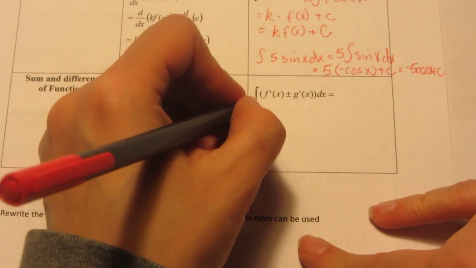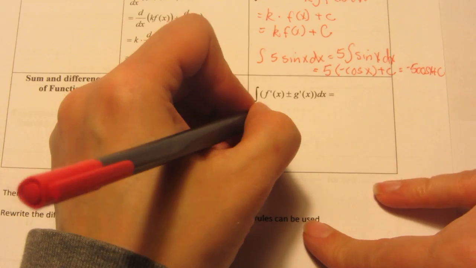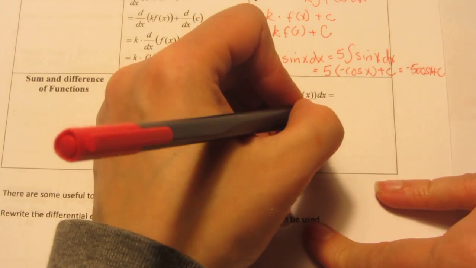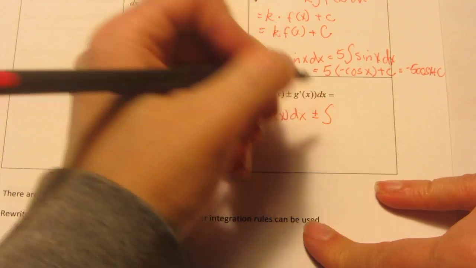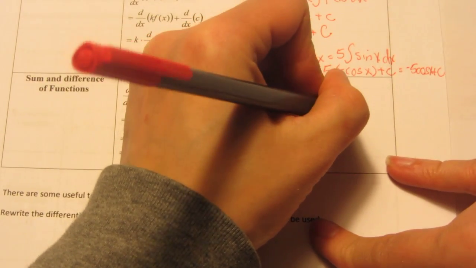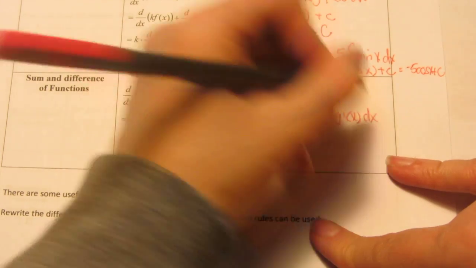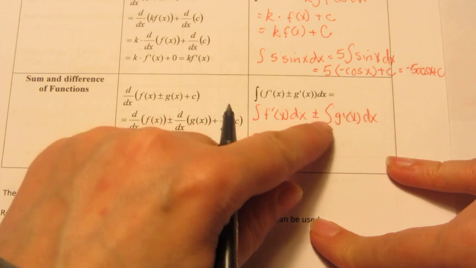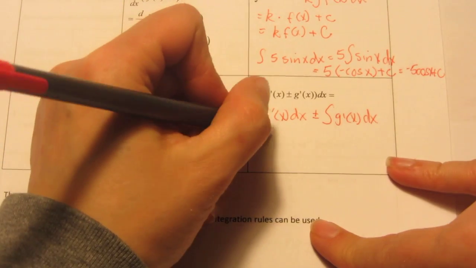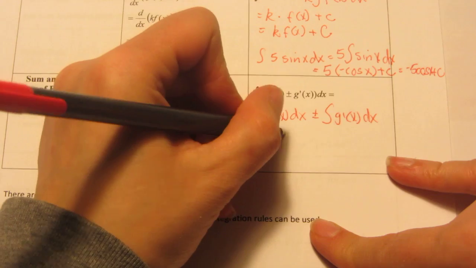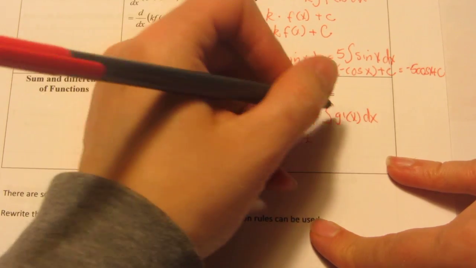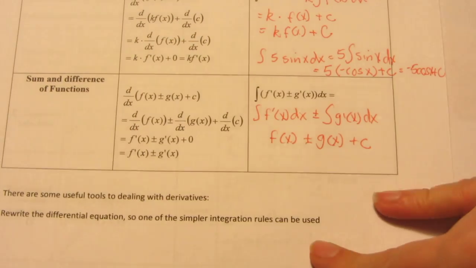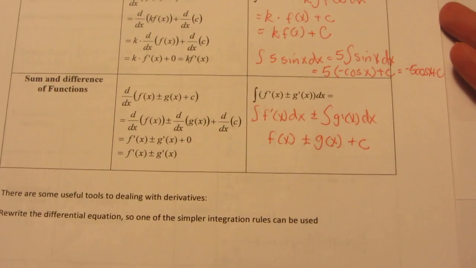So I could rewrite this as the integral of f prime of x dx plus or minus the integral of g prime of x dx. Don't forget to distribute the dx, the variable of integration here. That's really important. Which then ends up being f of x plus or minus g of x plus some constant. So it kind of stays the same throughout.